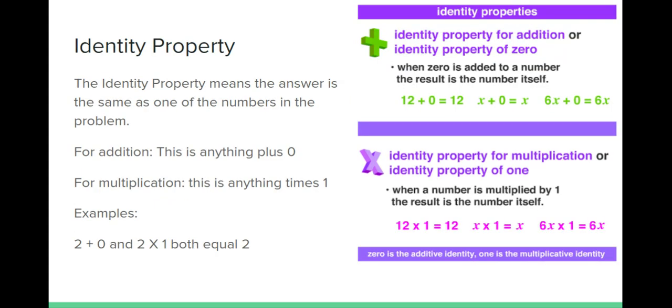All right, identity property. Remember that the identity property means that the answer is going to be one of the numbers you're using. And for addition, that's anything plus 0. So when you're adding 0, that's an identity problem. And that answer is going to be whatever the other number is. 12 plus 0 is 12. For multiplication, it is anytime you are multiplying by 1. Anything times 1 is itself. So 12 times 1 is 12. Both of those are identity properties. The answer is whatever you're working with in the problem, that is not 0 or 1.